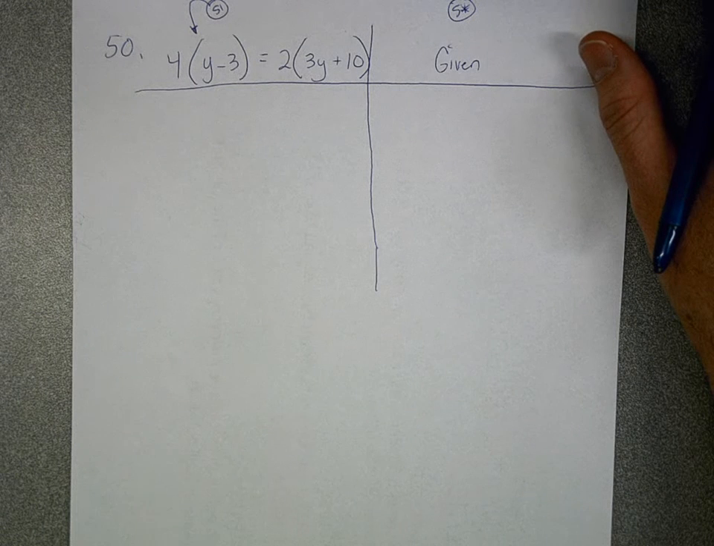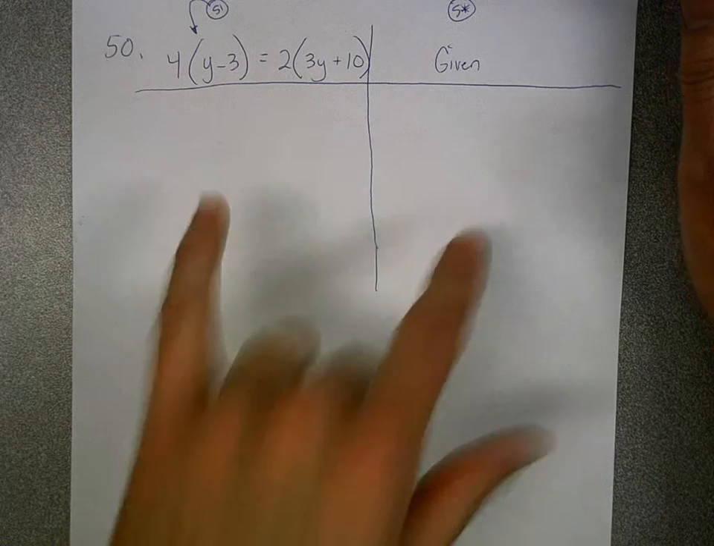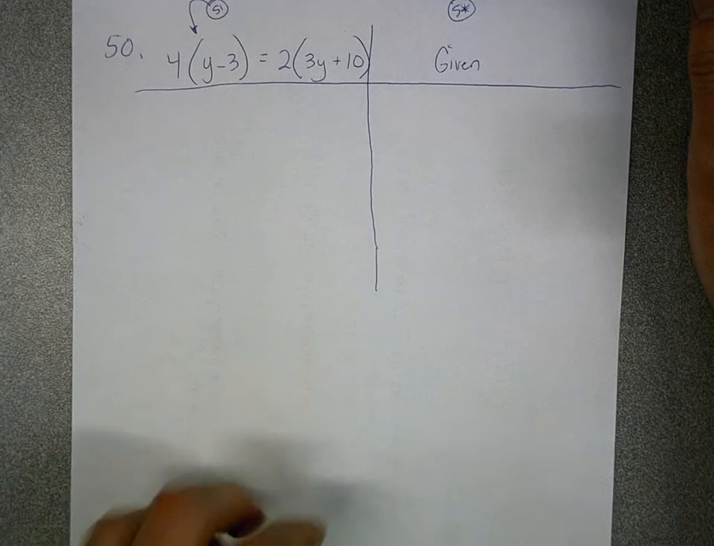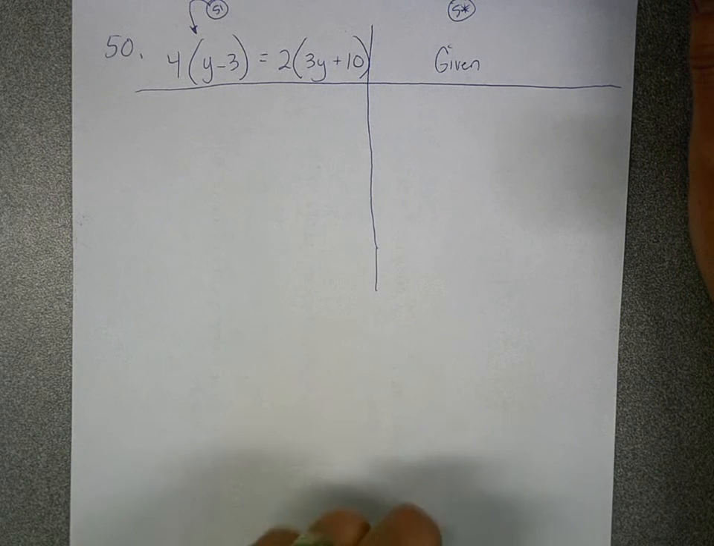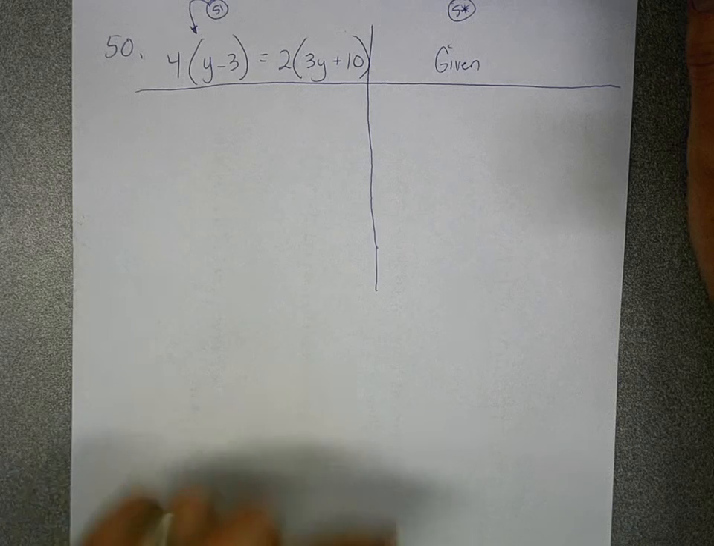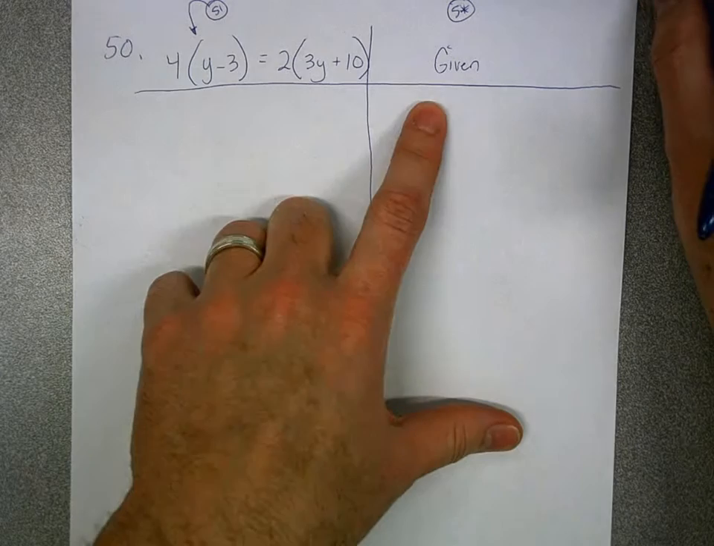When you get down to the end of this chart and you get your answer and you say given, that would be saying that you cheated and someone gave you the answer. So this is the only time you write given is when the book gives it to you. All right, here we go.